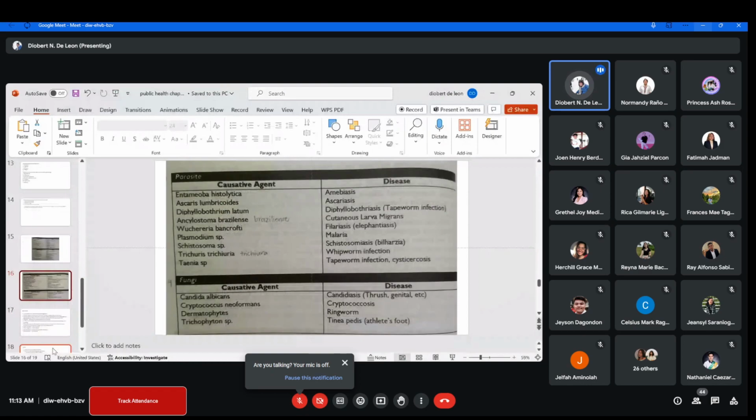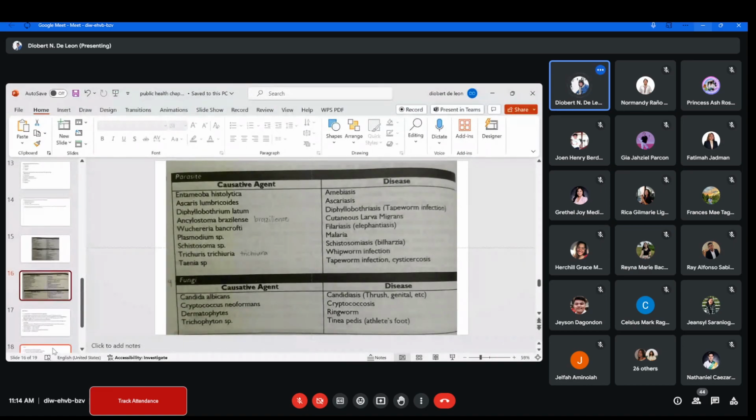And we also have here parasites: Entamoeba histolytica, amoebiasis; Ascaris lumbricoides, ascariasis; and we have the tapeworm infection, which is Diphyllobothrium latum; and the Ancylostoma braziliense. That is Brazilians, guys, ha? Can you please check that one? Okay. If you look at the table, the writing using a pencil is the correct one, no? That's the correct spelling na siya. Cutaneous larva migrans. We have the Taenia species, tapeworm infection, and cysticercosis.